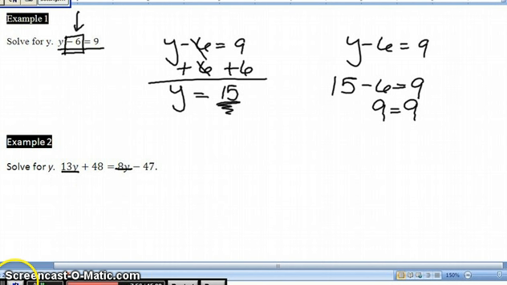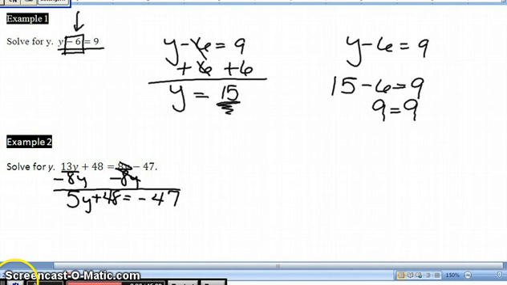In doing so, I'm going to subtract 8y from both sides and take care of the math. 13 minus 8, 5y, and then I just drop that 48 down, equals my 8y and negative 8y drop out, negative 47.